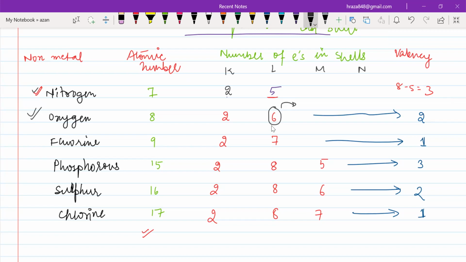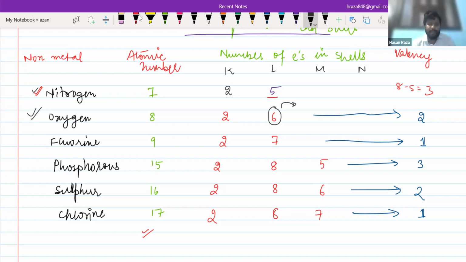So can you tell me, what is the stability for an element? Just answer me this. What is the stability for an element? If the electrons present in an element are completely filled in their shell, that means that element is stable.